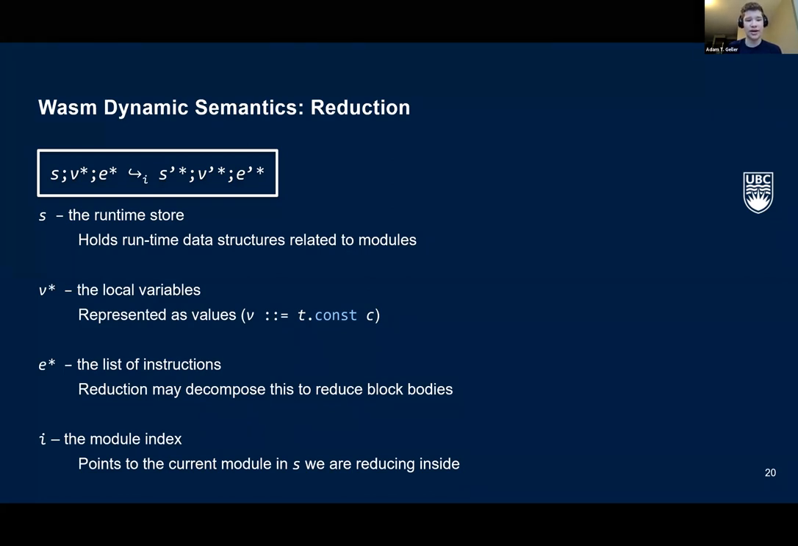And this little i annotation on this step or transition arrow is the module index i, which just tells us which functions, which globals, which table, etc., inside of the runtime store we're reducing with.